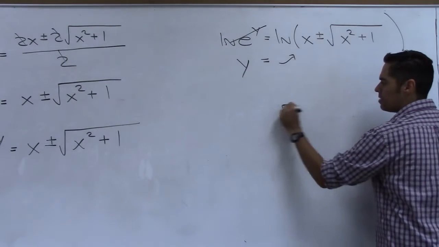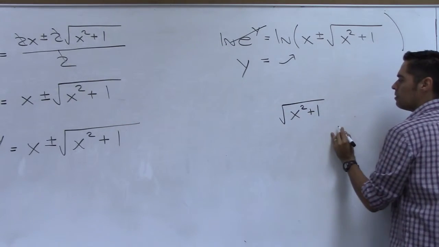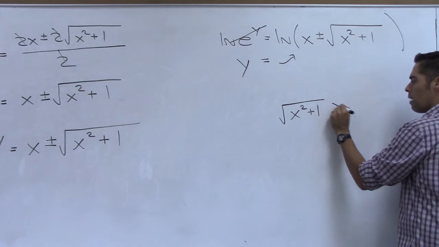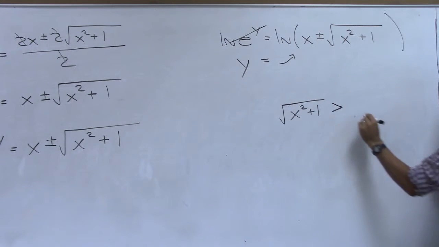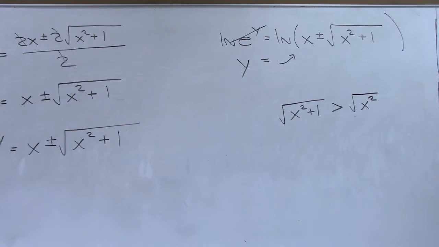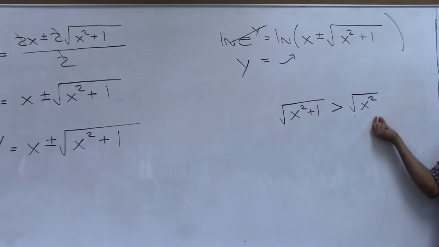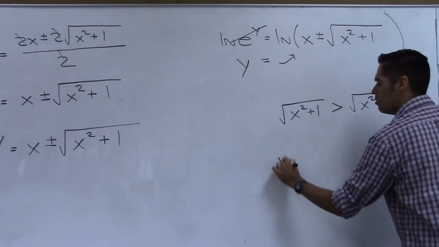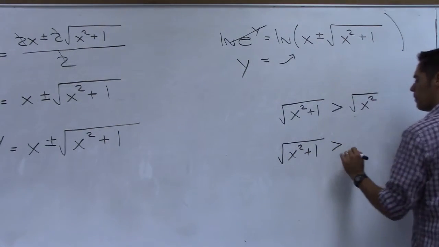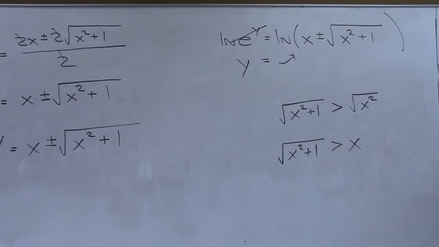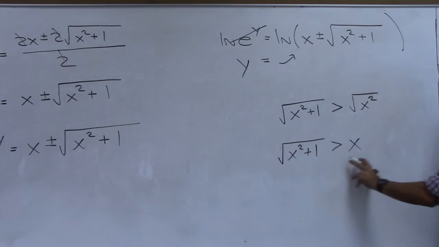Would you agree with me with this statement? X squared plus 1 is greater than the square root of x squared. Everyone agree? That left side's bigger than the right side because I'm adding 1 to it. So if you agree with that, then you agree with this. The square root of x squared is x, the absolute value of x, but we assume that x is positive right now. And now, move this to this side. Look.